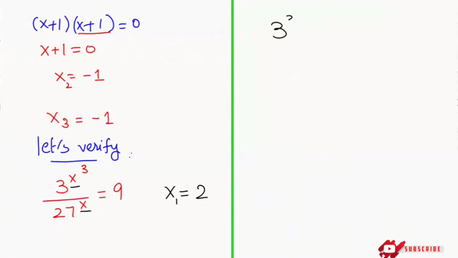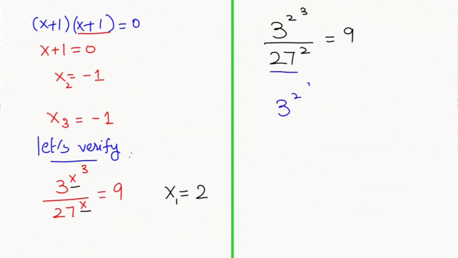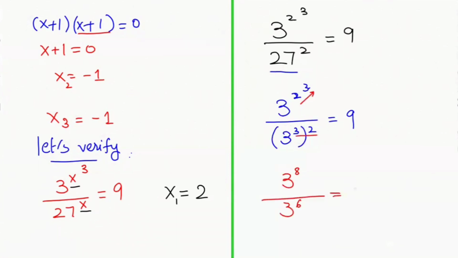3 to the power of 2 times 2 to the power of 3 over 27 to the power of 2 is equal to 9. Now I will solve it: 3 to the power of 2 times 2 to the power of 3 over 3 to the power of 3 and whole to the power of 2 is equal to 9. So 3 to the power of 2, 3 times 2 gives us 8 over, the powers are multiplying here, 6, is equal to 9.